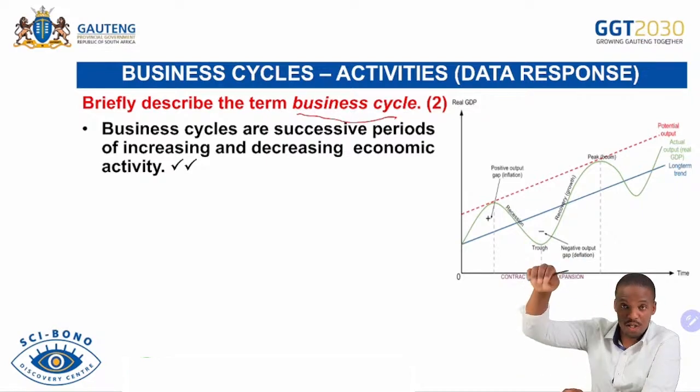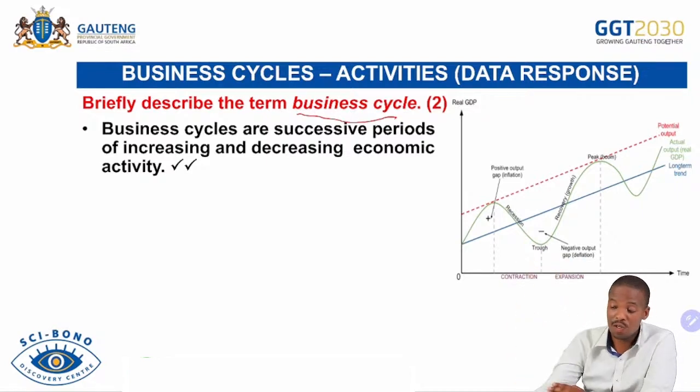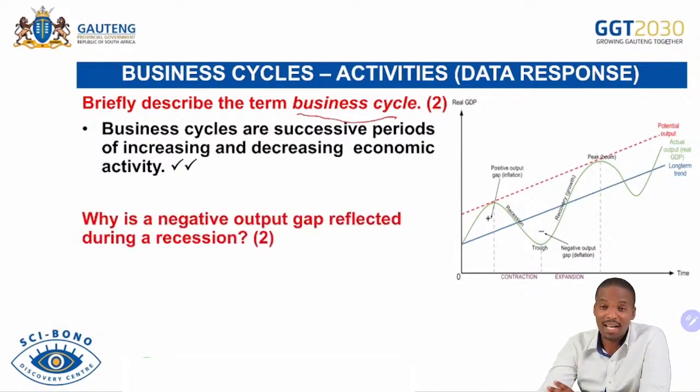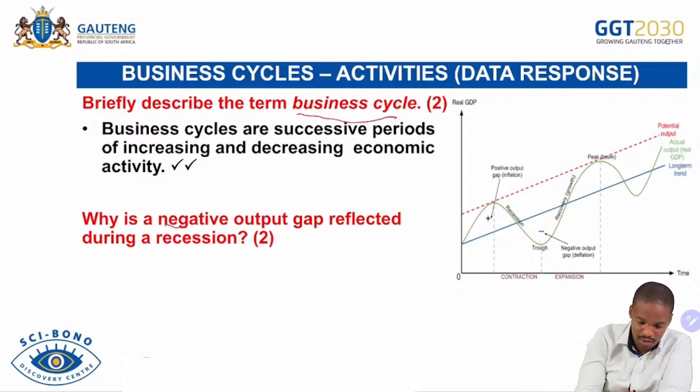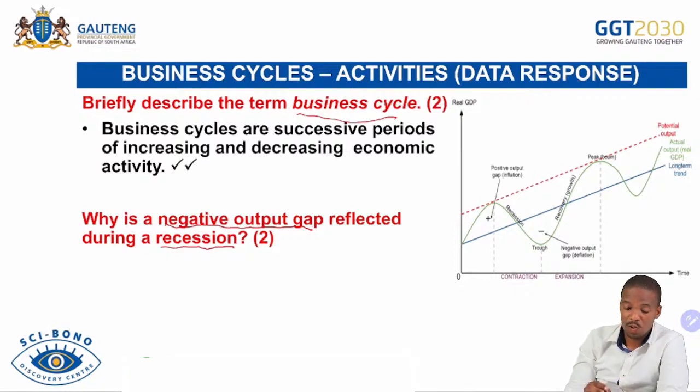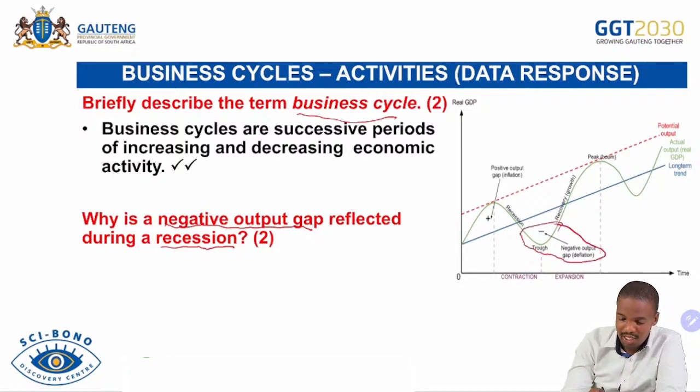It continues. It is as straight as that. Even when you are asked to write an essay, you can write that definition of business cycle up to a maximum of 2 marks. The next one, why is the negative output gap reflected during recession? So as you can see, there is our negative output gap there.